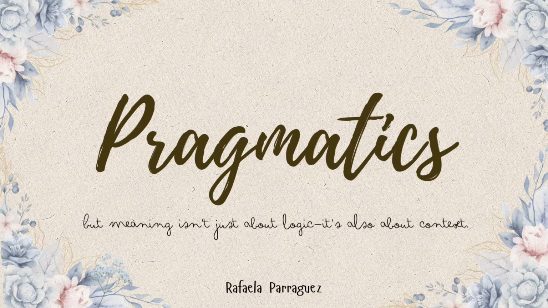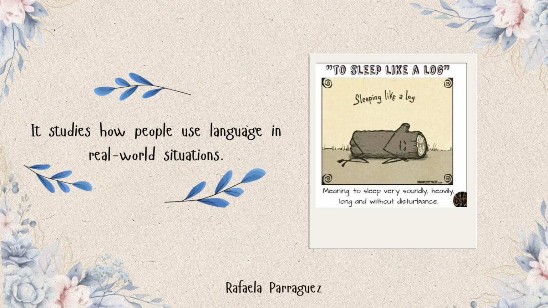But meaning isn't just about logic, it is also about context. That's where pragmatics comes in. Pragmatics is the study of how people use language in real world situations. Imagine someone says, "Could you close the window?" Semantically, it is a question about ability, but pragmatically, it is usually a polite request. Tone, context, relationships, all of these influence how we understand what is being said.